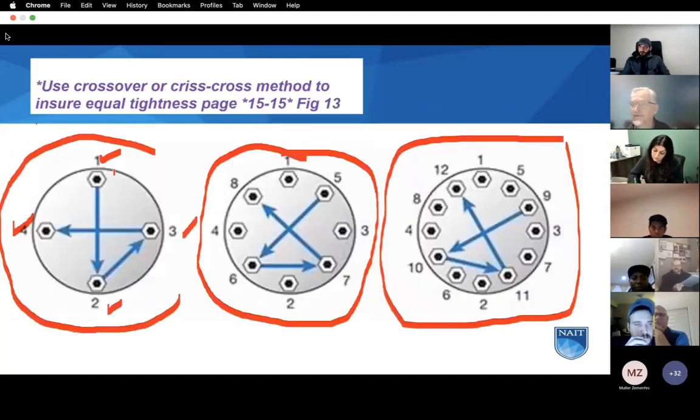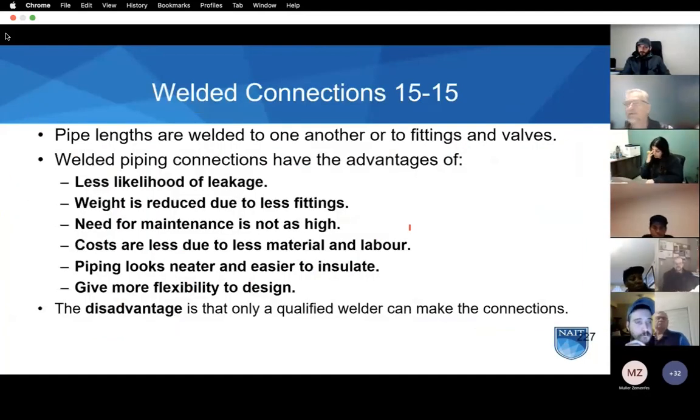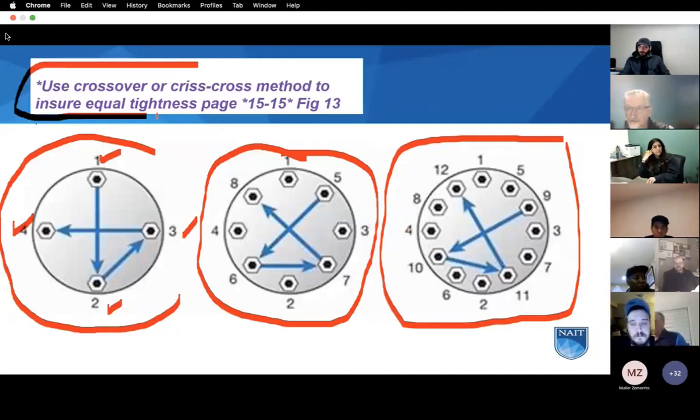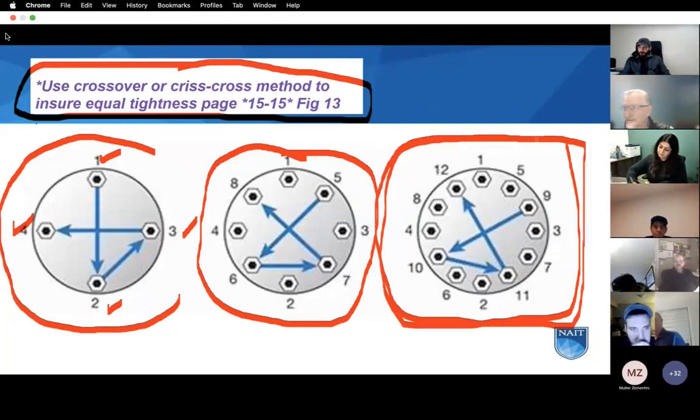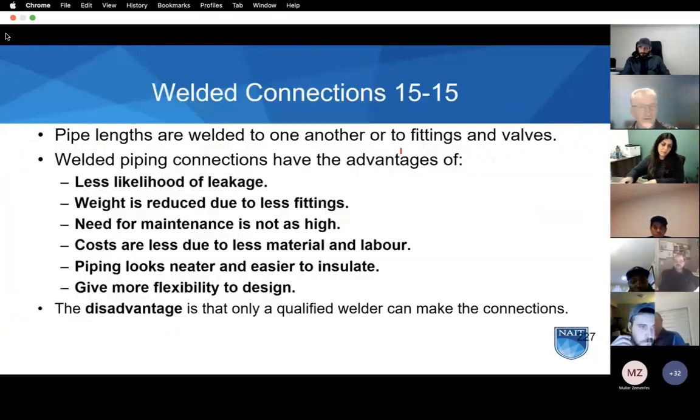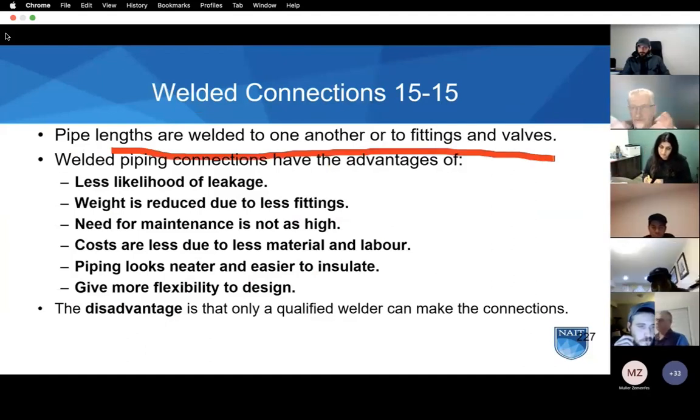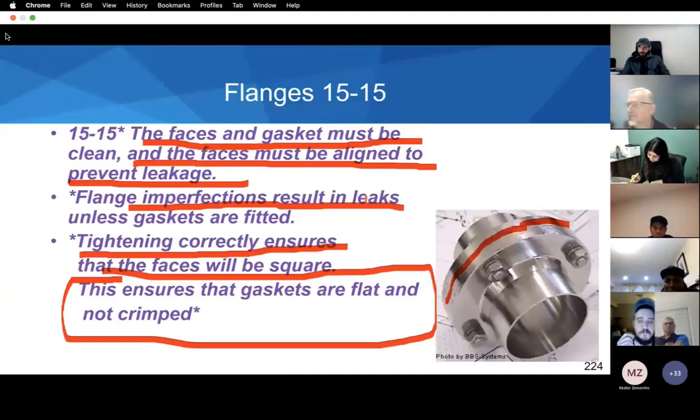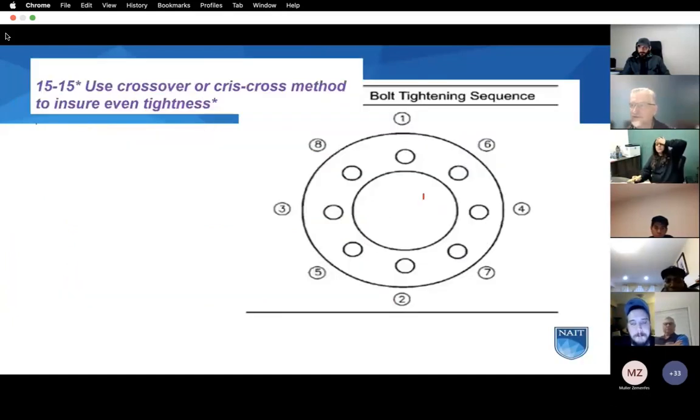Okay. So if there's an important procedure, it's there for a reason. Okay. We want to follow the crisscross or crossover method. This makes sure that our flanges are tight and leak-free and going to stay tight and leak-free for the longest possible time. Welded connections: pipe lengths are welded to one another. Fittings and valves are welded in between the pieces of pipe. If welded, there's less likelihood of leakage. Weight is reduced. We don't have all these heavy chunks of metal at every joint.